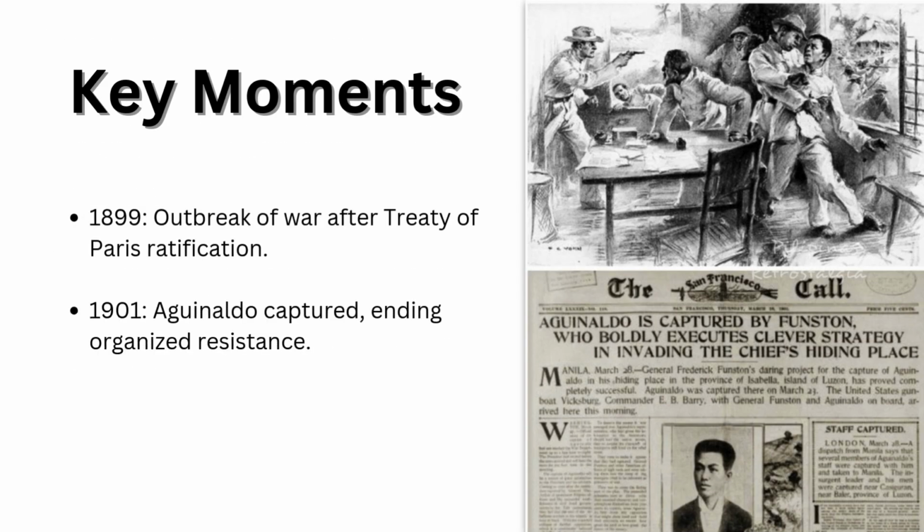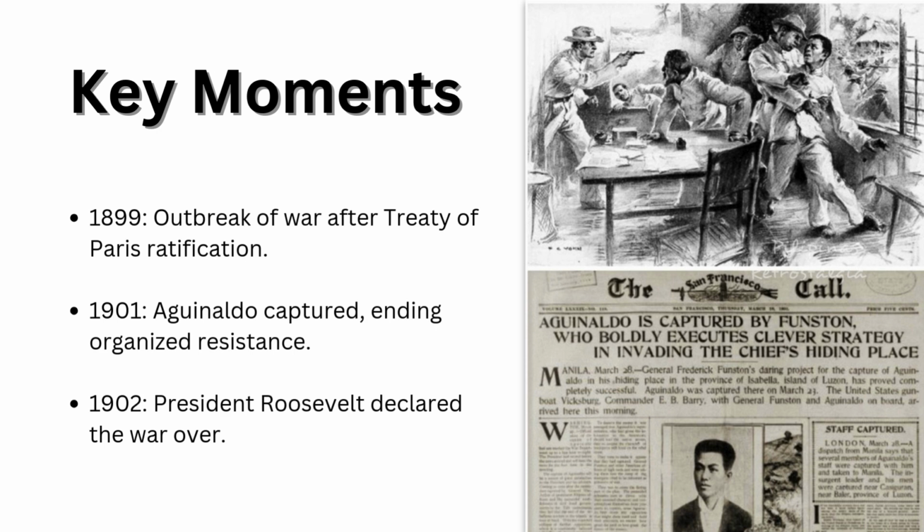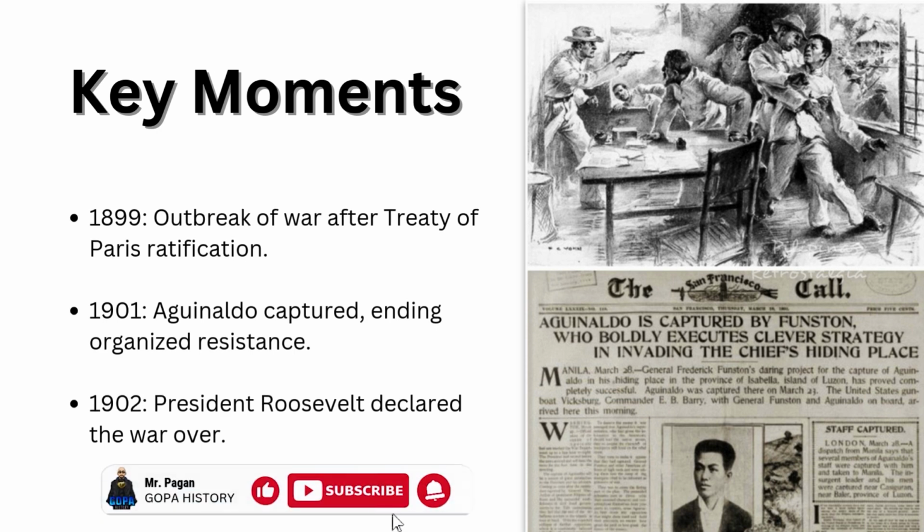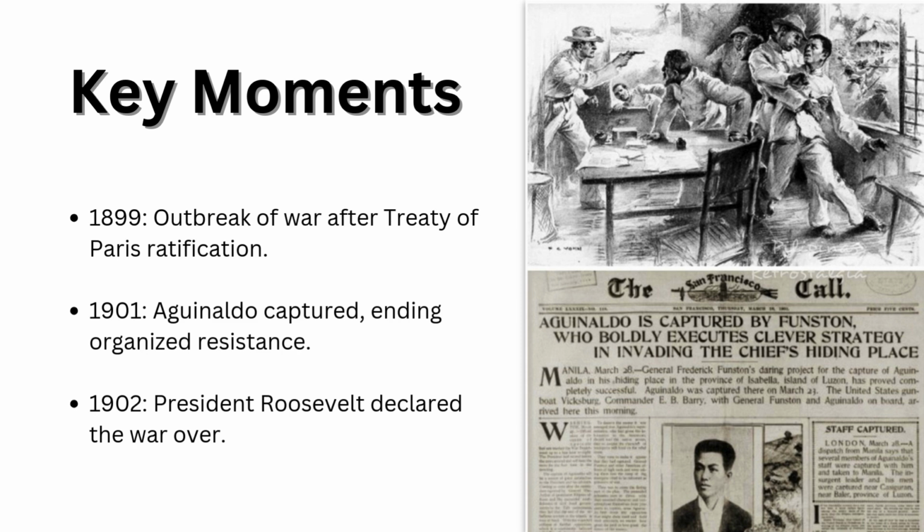Let's review some of the war's key moments. In 1899, the war began after the Treaty of Paris. In 1901, Emilio Aguinaldo was captured, signaling the end of organized resistance. In 1902, President Theodore Roosevelt declared the war over, but minor uprisings continued. These milestones show how the conflict shifted from hope for independence to brutal suppression.